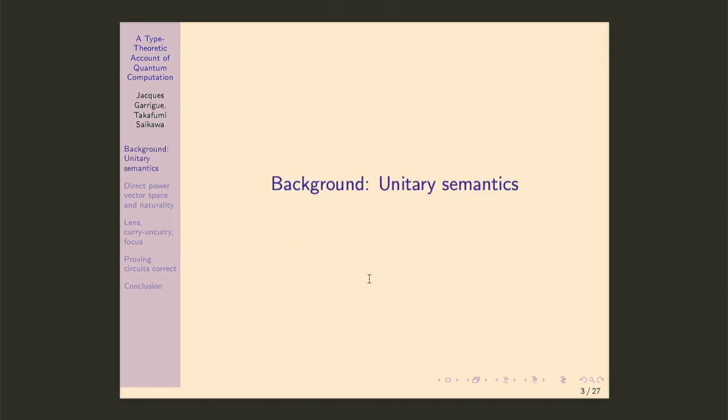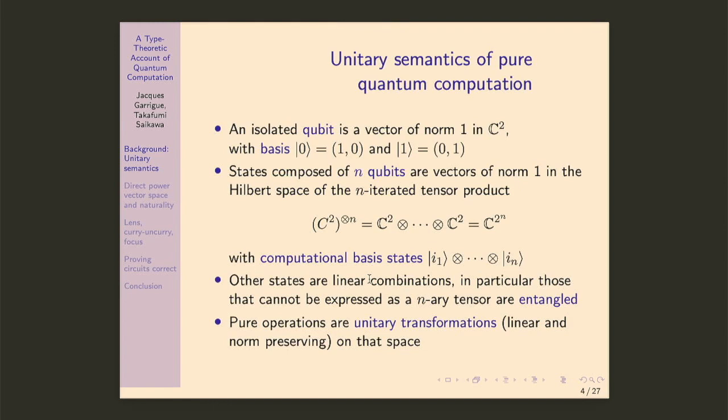So what about the unitary semantics? This is a very short introduction to the unitary semantics of quantum programs. Basically, in the unitary semantics, the idea is that rather than a normal bit having a value of 0 or 1, a qubit is actually a vector of norm 1 in C^2. So it's larger than a plane. With the standard basis, we have the vectors ket 0 and ket 1, where ket 0 is (1, 0) and ket 1 is (0, 1).